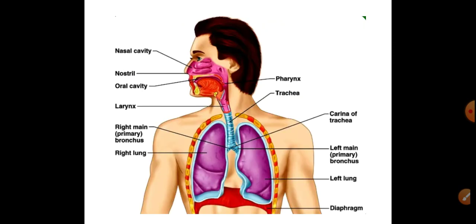This is the respiratory system. You can see it starts with your nasal cavity, then the nostrils. Through the nostrils the air enters the nasal cavity, and here you can see the different parts. You have the oral cavity where your mouth is, then the pharynx, then the larynx, which we call the sound box. Then you have the trachea, called the windpipe, then the bronchus, which is divided into two. Then you have the right lung and left lung, and then the diaphragm, a membrane which separates the thoracic region from the abdominal region.